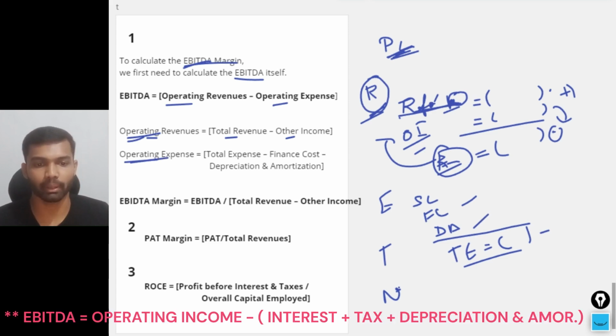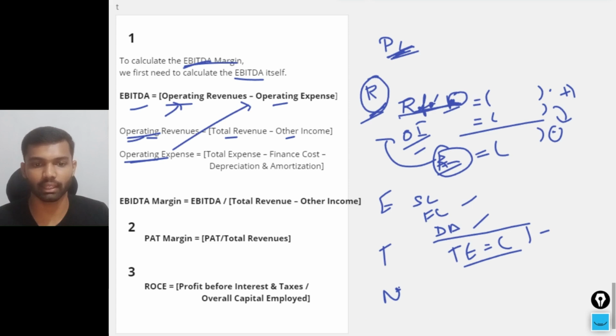Now if we subtract the operating expense from the operating revenue, we can get the EBITDA, that is earnings before interest, tax, depreciation and amortization. To calculate the EBITDA margin, we should divide the EBITDA by total revenue minus other income. We already saw that total revenue minus other income is operating revenue. The simplest way is EBITDA divided by operating revenue, so that we can get the EBITDA margin. The EBITDA margin should grow year on year.